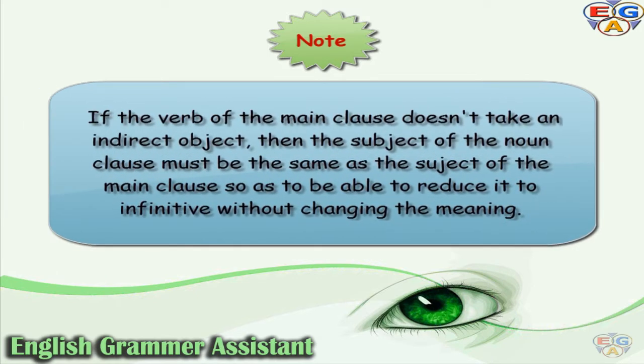If the verb of the main clause doesn't take indirect object, then the subject of the noun clause must be the same as the subject of the main clause so as to be able to reduce it to infinitive without changing the meaning.